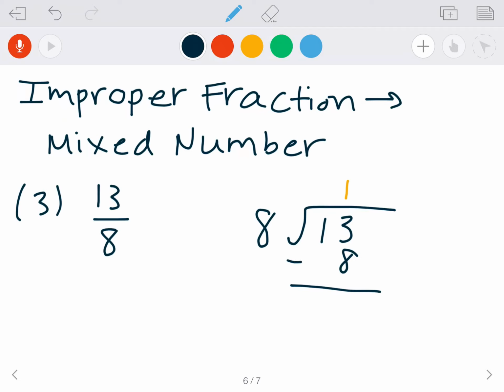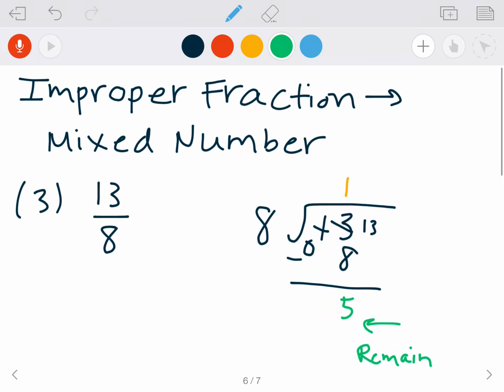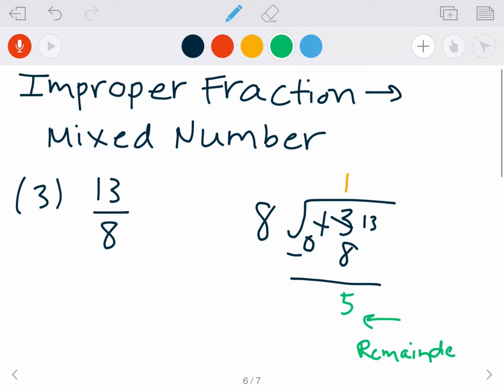So now we subtract, borrow 10 from that 1. That will give us 13 here, and 0 here. Sorry, that looks like a 6. Let's make it clear that's a 0. Okay, so 13 minus 8 gives us 5. This number right here, the 5, is called the remainder. It's what remains. And the 1 in yellow is called the quotient. That is the answer to the division problem.